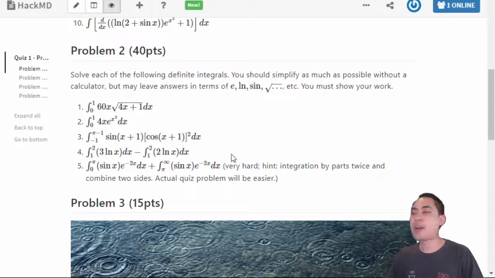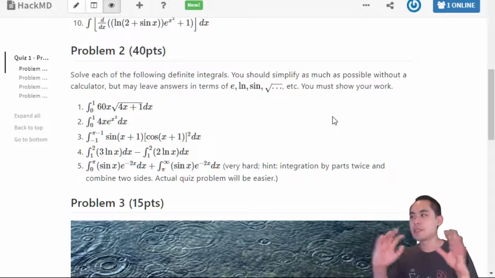Each of these sub-problems of problem 2 is worth 8 points each, and these are a lot harder. Many of these are going to have to use integration by parts or substitution or make use of some more complicated ideas from definite integrals. Note that you may leave answers in terms of e, log, sine, square root, etc. I don't expect you to convert to decimal.